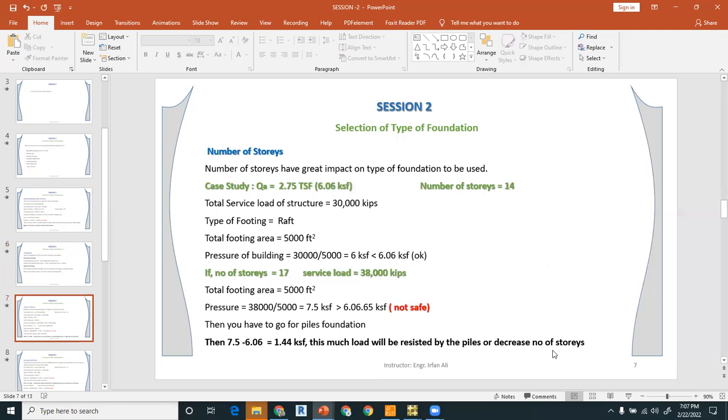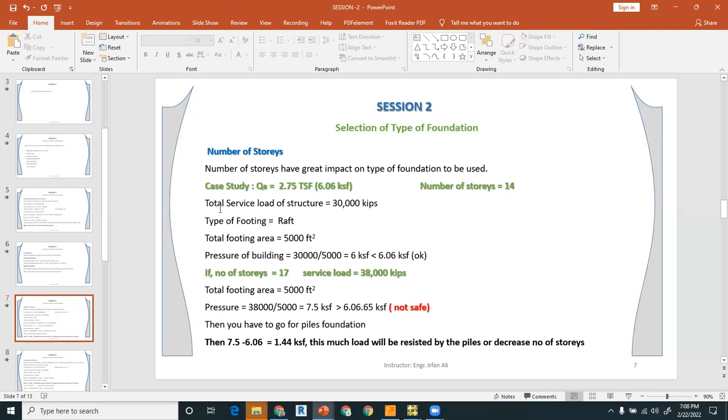The next factor is very important, that is the number of stories, and how it will affect the selection of the type of footing for your proposed building, right? I have written that the number of stories has a great impact on the type of foundation to be used. So again, there is a case study I have included in this lecture. The allowable bearing capacity of the soil is 2.75 TSF, which is equal to 6.06 KSF, kilo pound per square foot. And the number of stories of the proposed building is 14, right?